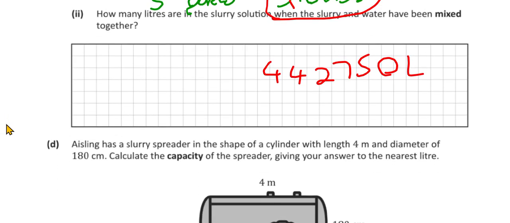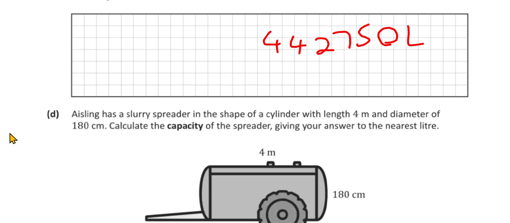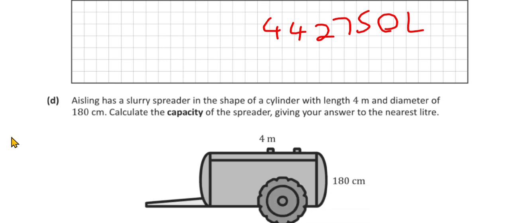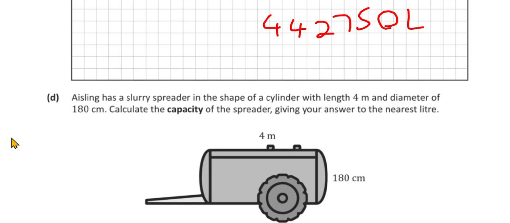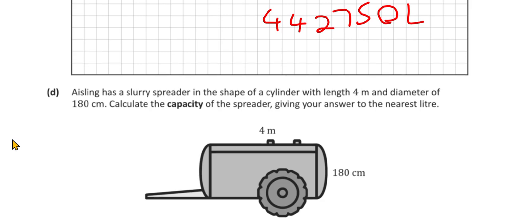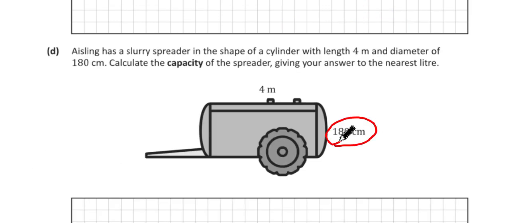Next one. Oh God, look at this. Ashton has a slurry spreader. It's in the shape of a cylinder with length 4 meters and diameter of 180 centimeters. Calculate the capacity of the spreader to the nearest liter. Well, first of all, I don't really like that 180. Can anybody tell me why? So what are we saying? 1.8.